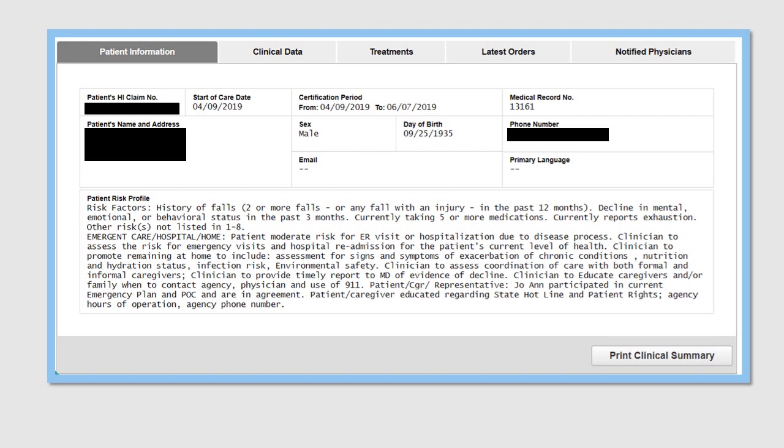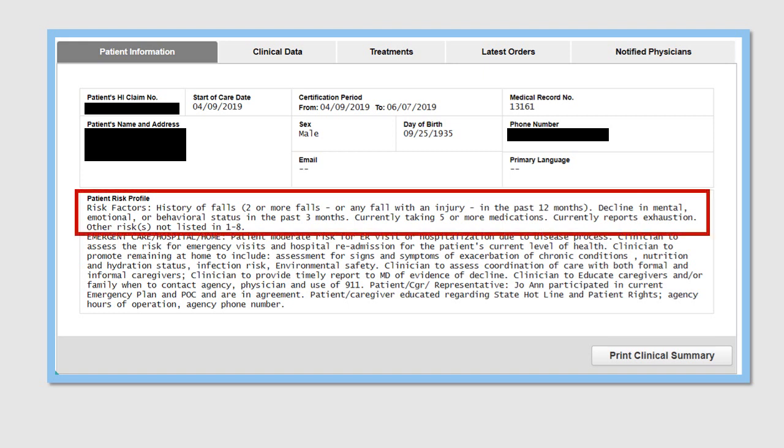Here is a sample plan of care with the risk factors now included. Notice in this example, the clinician chose option 9, other risks not listed in 1 through 8. However, he did not include additional information. As previously presented, it is important to specify the other risk factors so they will be included in the plan of care.